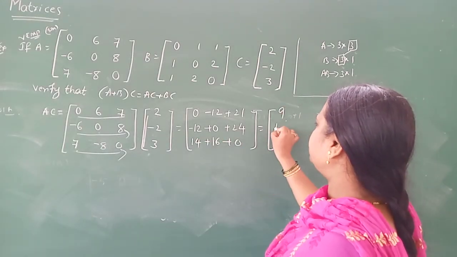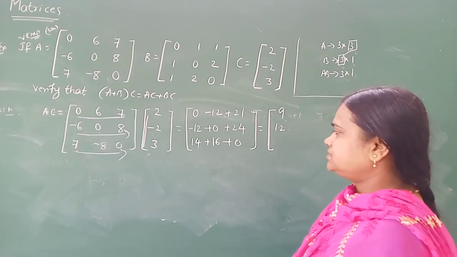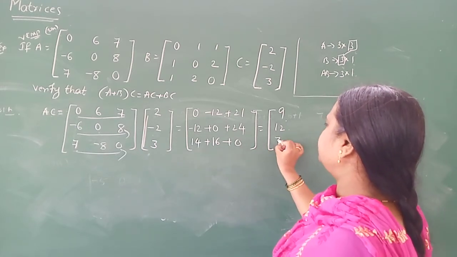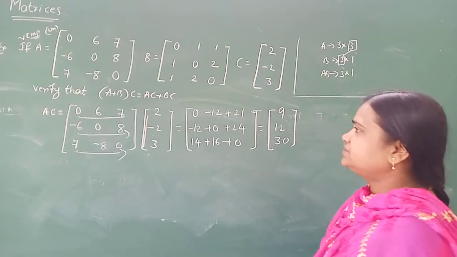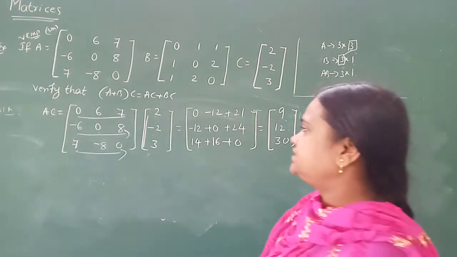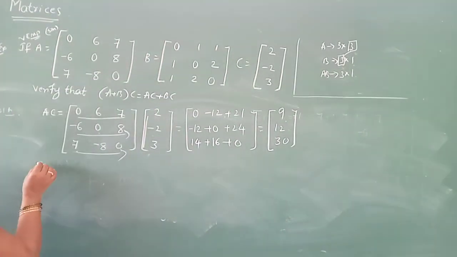Minus 24, 12. 14 plus 16, 30. Okay, this is AC. Next, calculation of BC.